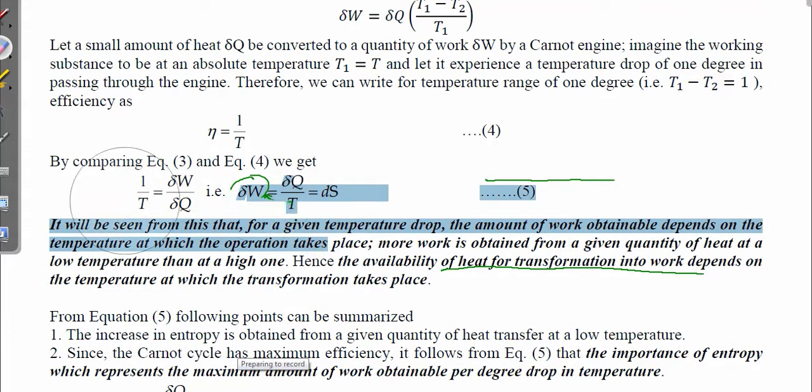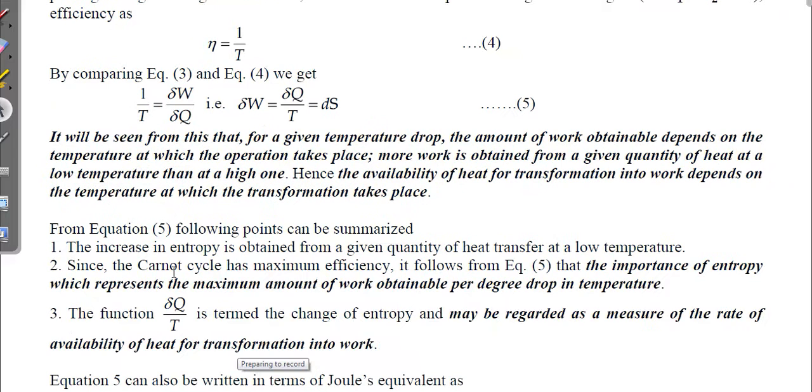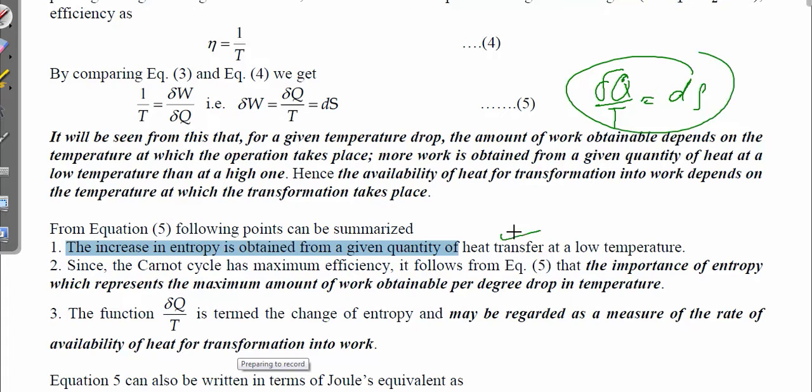Okay, so let's see some sentences. From this equation 5, the following points can be summarized, from the discussion we had till now. The first point is that increase in entropy is obtained from a given quantity of heat transfer at low temperature. We know the maximum effect will be at low temperature. So dS is defined like this. So the first point is true.